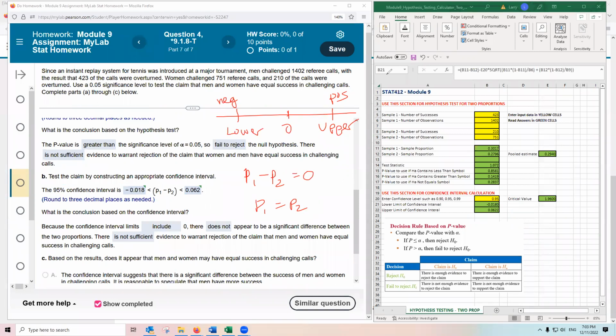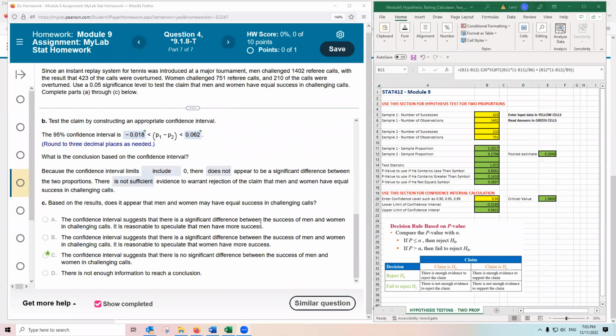And let me scroll down. I guess there's one more question here. And our conclusion was the confidence interval is suggesting there's no significant difference between men and women when it comes to challenging these calls in tennis. All right, so we can either use the confidence interval method or hypothesis testing method. You should end up with the same answer for either method.